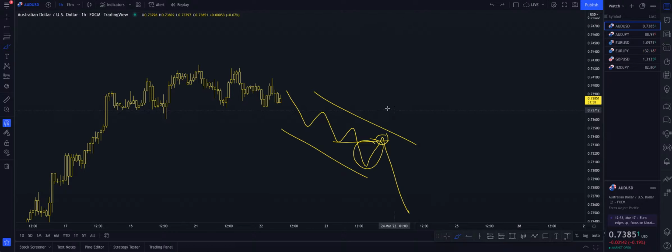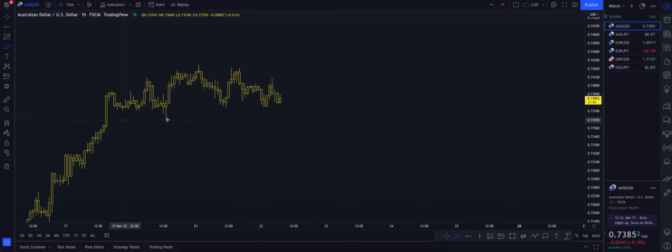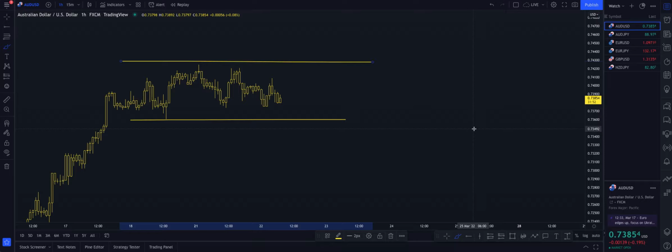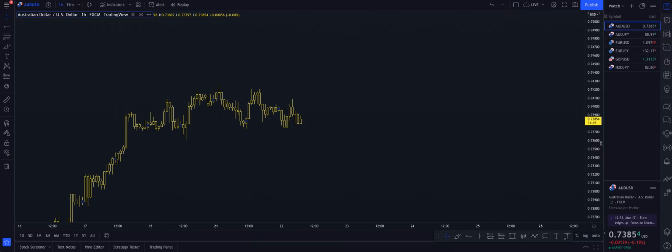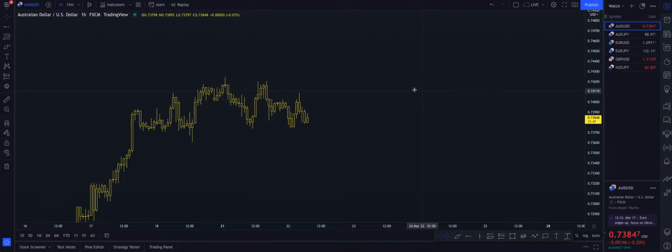Okay, but again, for now, I'm waiting for a lot more price action. Like I say, there's nothing more to do on this pair apart from wait till we get a better indication of where we want to go outside this range. Okay, so that's what I'm looking at in Aussie US dollar.